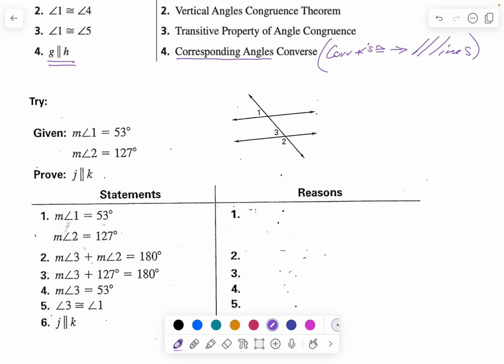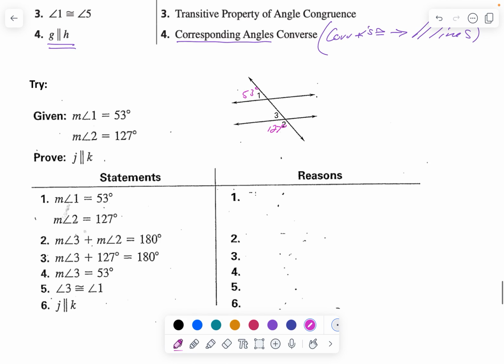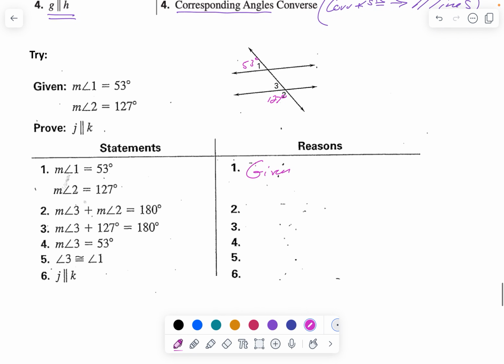We are given, on the diagram, angle 1 is 53 degrees. I'm going to write those in. Angle 2 is 127 degrees. And so I like they put it all together, given. All right, so remember, we can use the given information and the diagram. So we can see by the diagram that angles 2 and angle 3 make a straight line. And so we know the sum of them is 180.